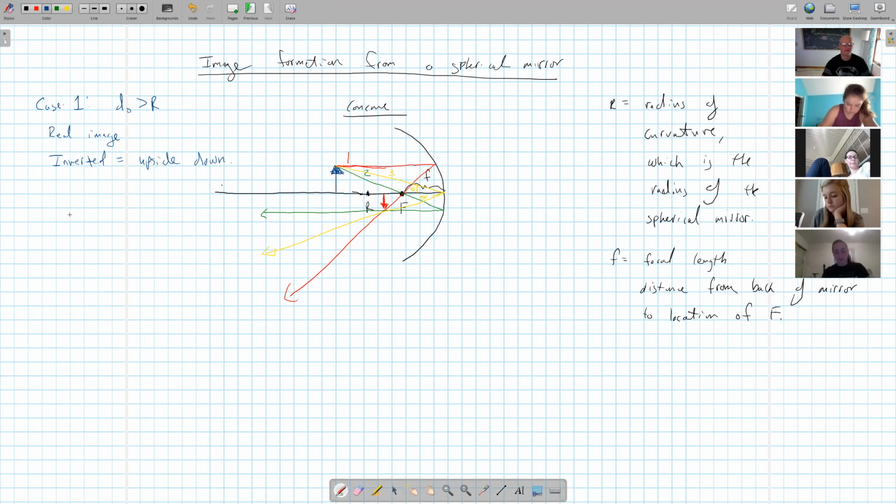Okay. And the last thing we can see is that the location at which this thing is going to be created is somewhere between the focal point and the radius of curvature. So our image distance is going to be somewhere between the focal point and the radius of curvature. So when the object distance is greater than that of the radius of curvature, then the location of the image will be somewhere between the focal point and the radius of curvature. Okay. So this is case number 1.